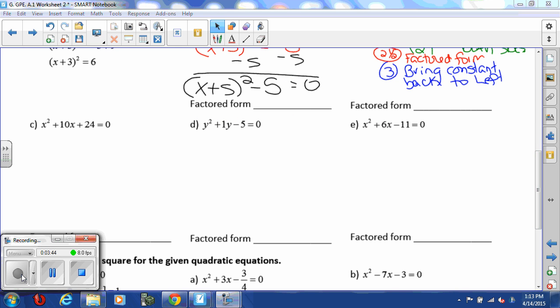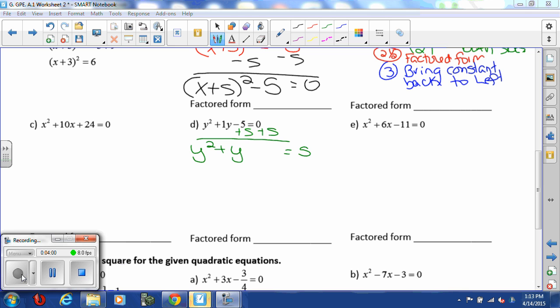Let's do one more together. We're going to do D together. First step. Plus 5, thanks. Constant to the right. Leave space. Second step. What's half of B? Half. Square a half. So a quarter. 1/2 times 1/2 is 1/4. If you prefer the decimals, that's fine.